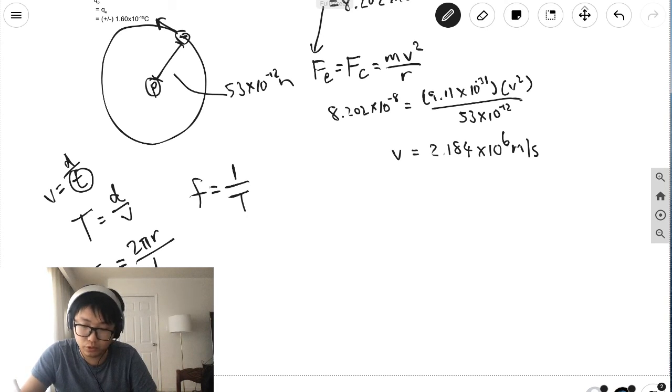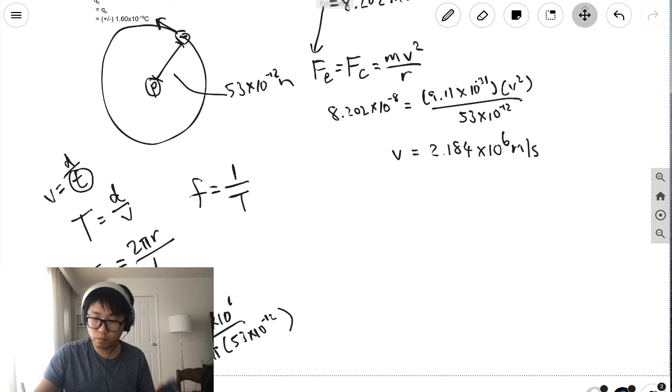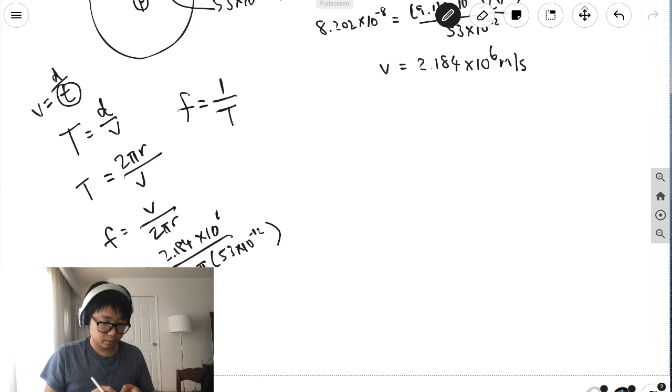So if T is equal to that, then f is just going to be the inverse of that. It's just going to be v over 2 pi r then. So it's just really 184 times 10 to the 6 divided by 2 pi times the radius. And you can tell me if that's the same number you get from the shortcut equation. Divided by 2, divided by 3.14.